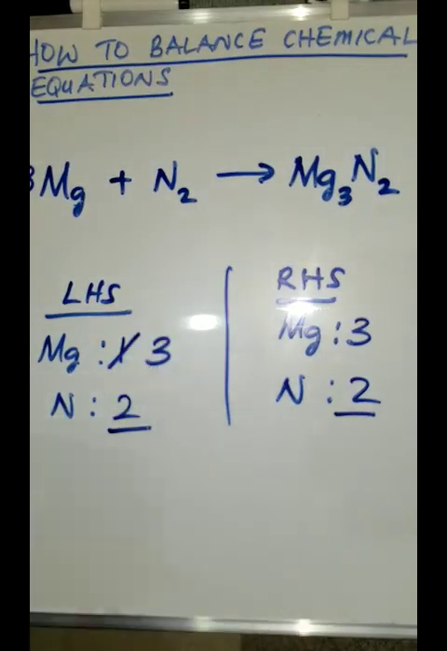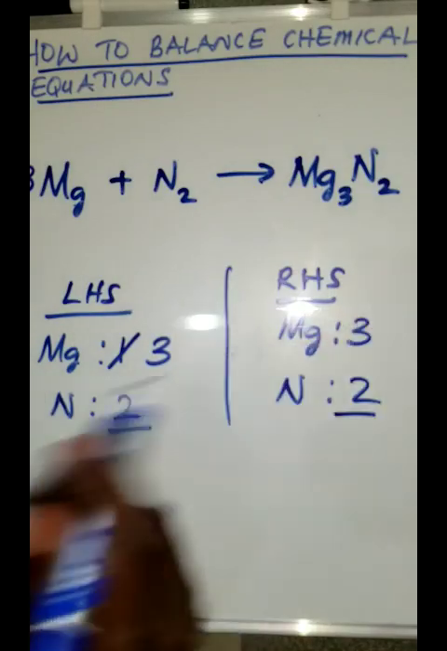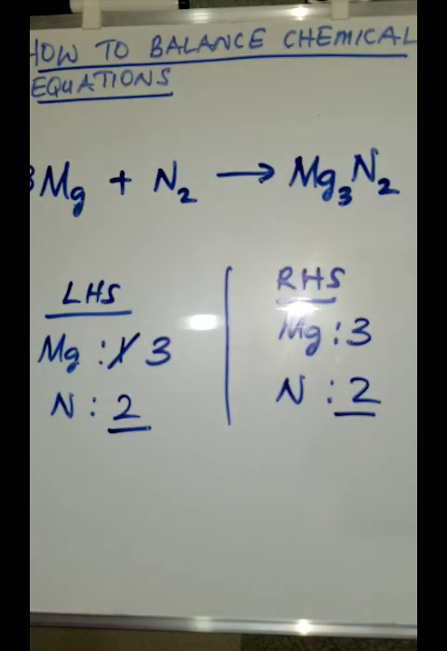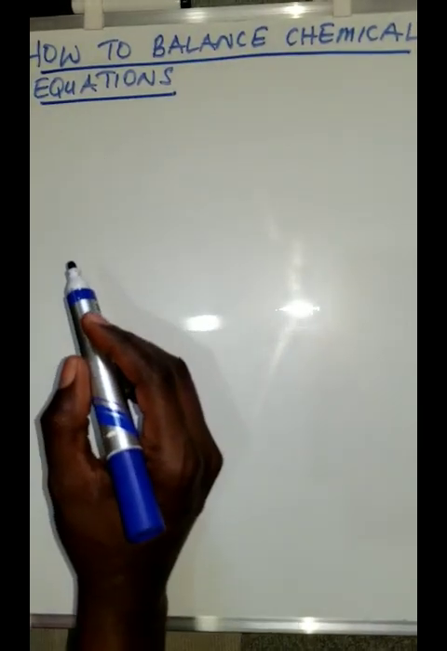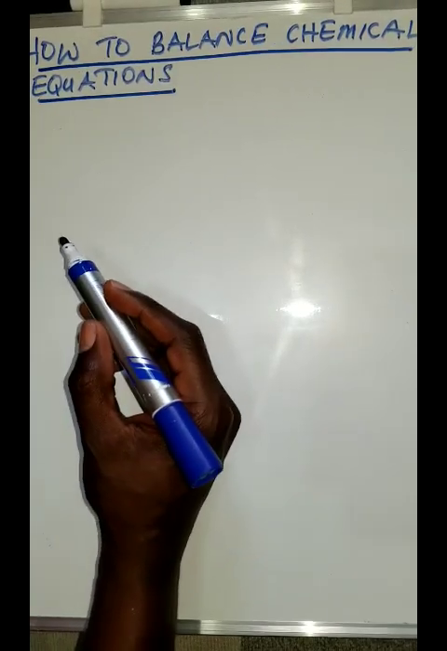So this will cancel. I'll now have 3 magnesium. It simply means that the equation is what? The equation is actually balanced. So it's not complicated. It's something that is actually easy that you can actually deal with. Let's try to look at another one.